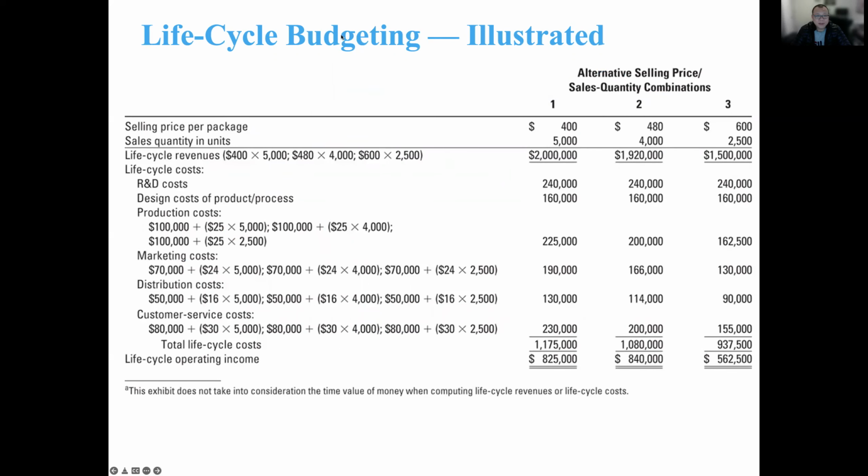So here is one example. They have 3 columns here, which are the 3 scenarios. Under the scenarios, the difference is the selling price: 400 per package, 480, 600. So these 3 columns, 1, 2, 3, differ in their selling price. And for the sales quantity, when the price is higher, the sales quantity will be lower.